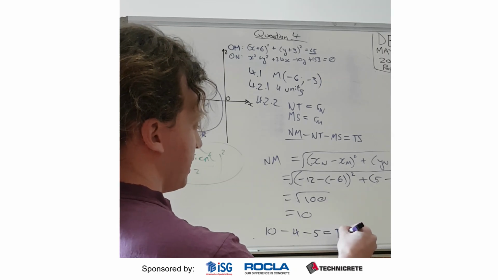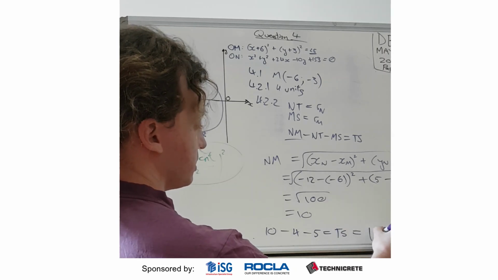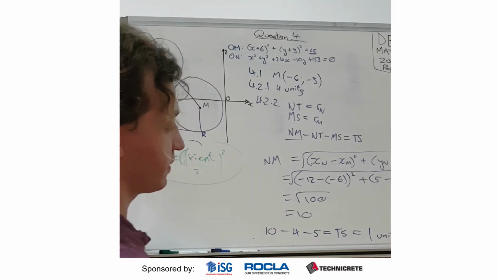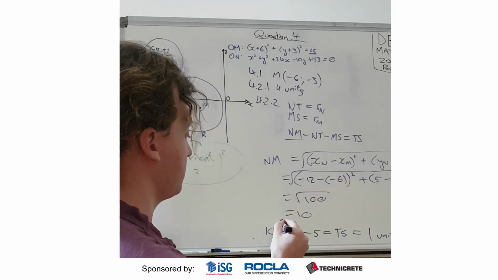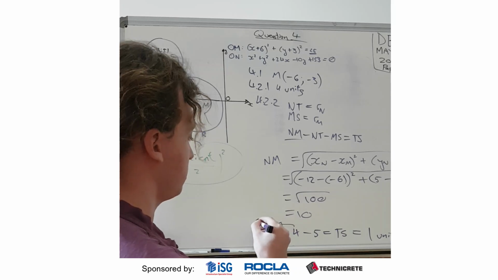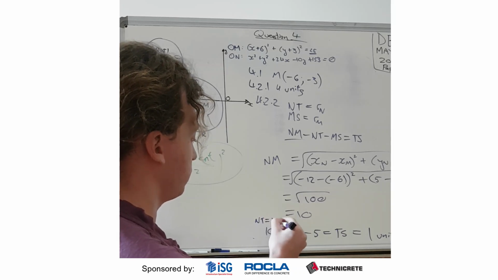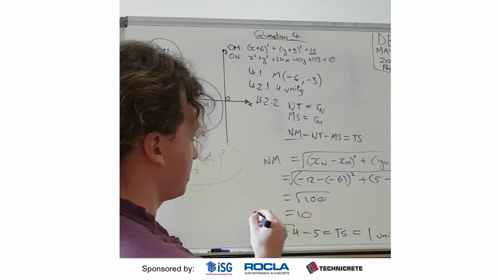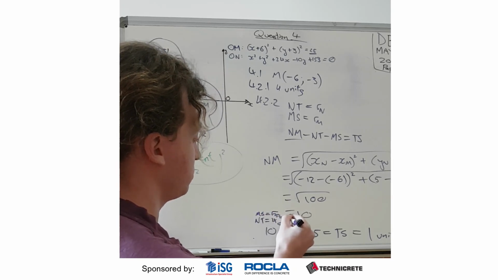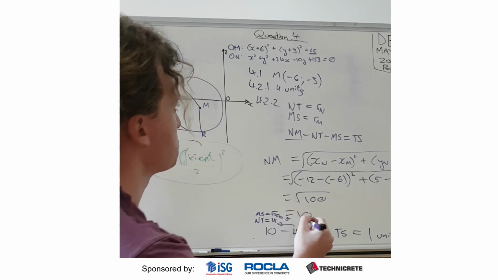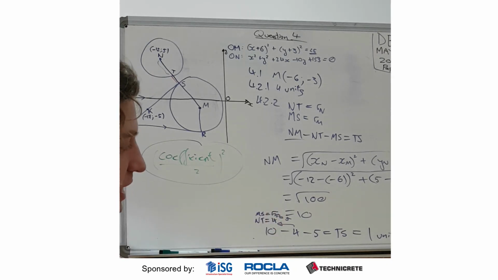And that should equal to ts. What do you know? It is a single unit. You can, in fact you should, have a line here just saying nt is equal to 4 and ms is equal to square root of 25 is equal to 5. Yeah, should put in those lines, but here's how you work it out.